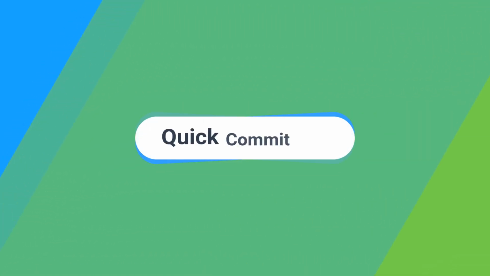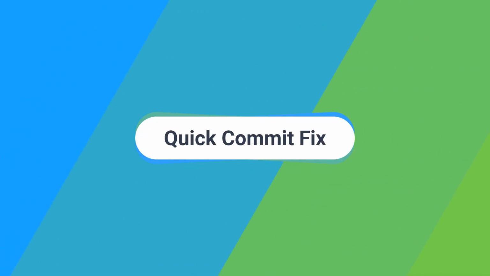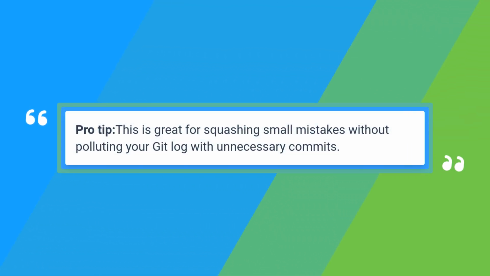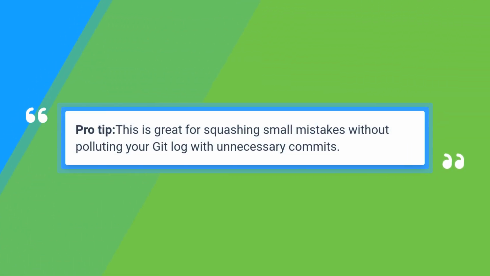Quick commit fix. Forgot to add a file or made a typo in your commit message? Amend flag lets you update the last commit without creating a new one. Why it's cool? You can fix mistakes instantly without cluttering your commit history. Pro tip: this is great for squashing small mistakes without polluting your Git log with unnecessary commits.